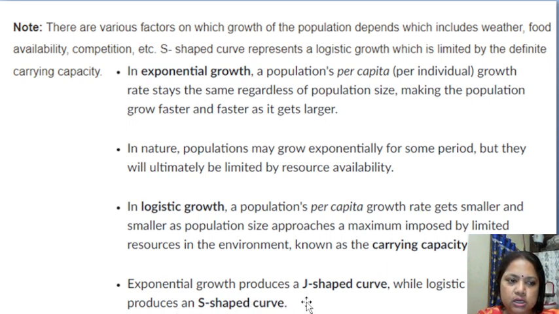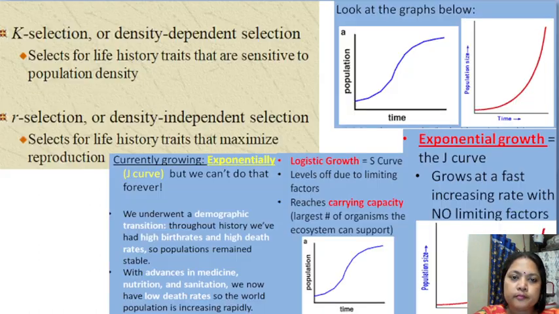Here one important question is there: exponential growth shows which type of growth curve, logistic growth shows which shaped growth curve, and an example of each type of growth curve. Here you see what the J-shaped growth curve is, which we call the exponential growth curve, and on the left side your S curve, that is the logistic growth curve. There are two types of selection for species.